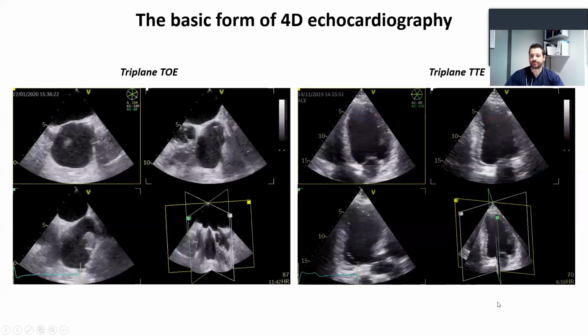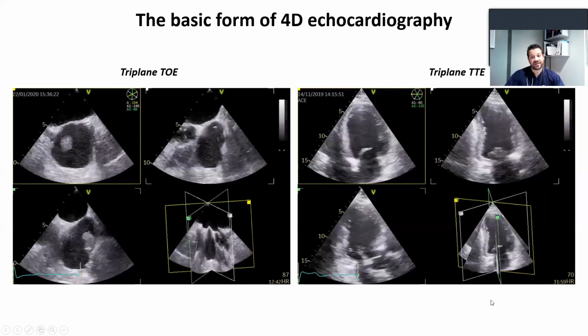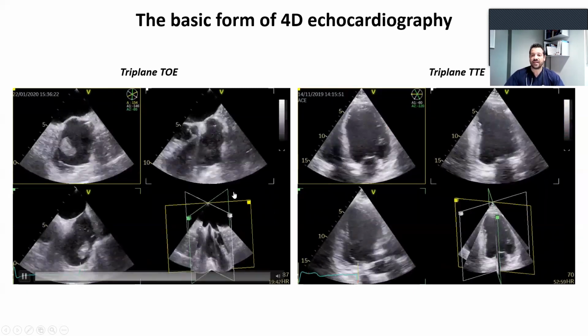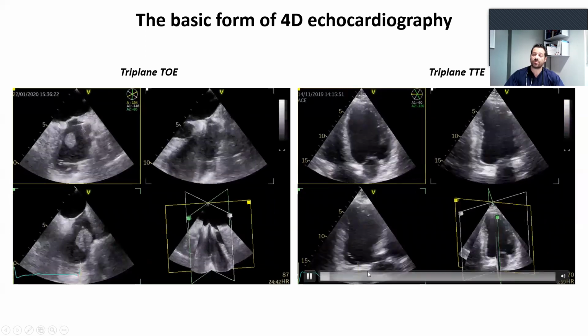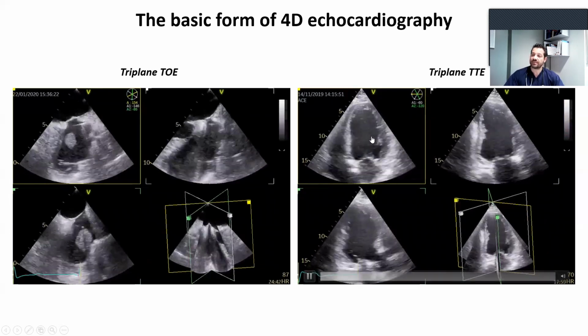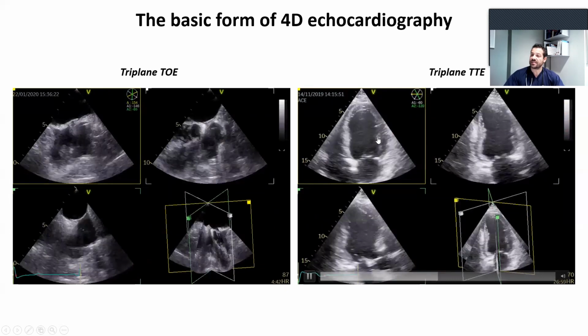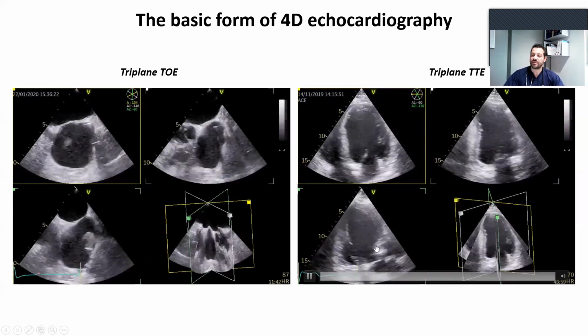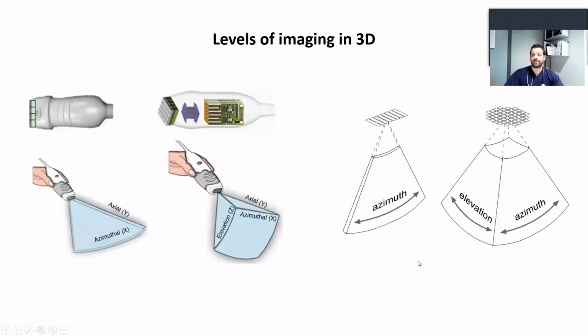and we can do the same thing for these color 3D images. We have also triplane views where we have 60 degrees of difference between these views, and this is very important when we want to appreciate wall motion abnormalities in ischemic heart disease, where we can at the same time have a 4-chamber, a 2-chamber, and a 3-chamber view.